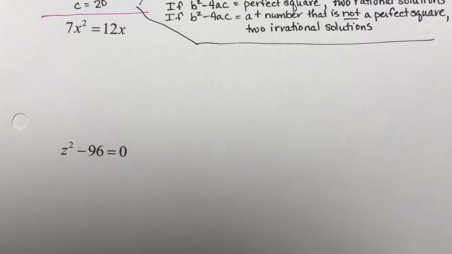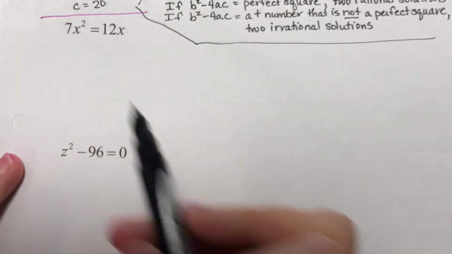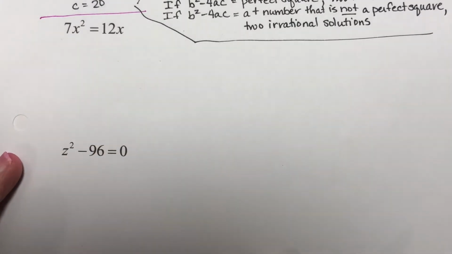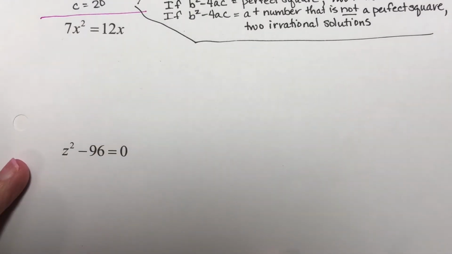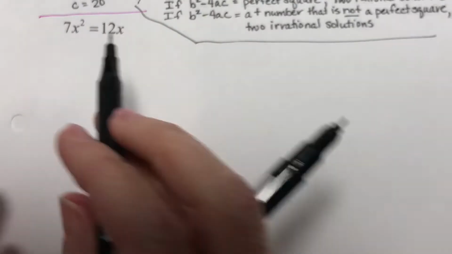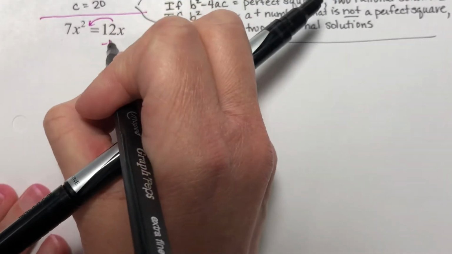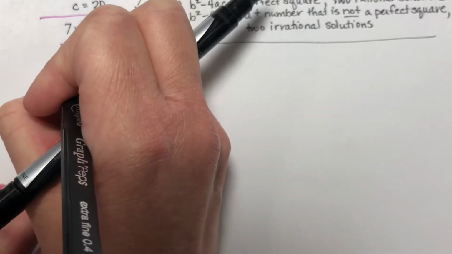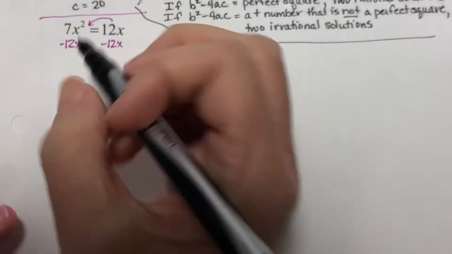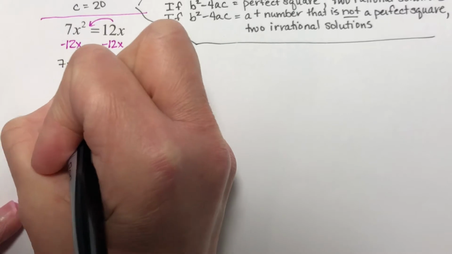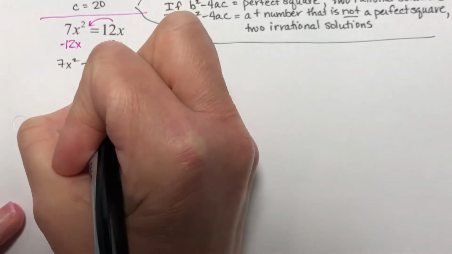This is section 9.3. This is part 4. I'm going to solve this using the quadratic formula. I need a 0, and I want my first number to be positive, so I'm going to subtract 12x from both sides. That gives me 7x squared minus 12x.